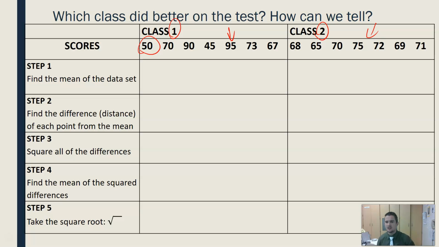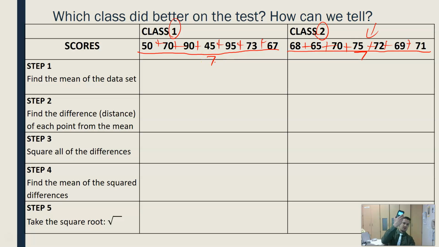So, let's take a look at this. The steps we're going to follow here, step 1 through 5, are the steps to find the standard deviation of a data set, the measure of how spread out these data values are. So first I'm going to find the mean. I find the mean by adding all these data values together in each separate data set, and then dividing by how many data points there are. There are 1, 2, 3, 4, 5, 6, 7 data points in each of these.